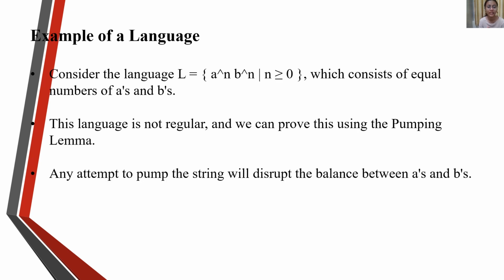Let us consider an example of a language. Consider the language L equals a to the power n, b to the power n, where n is greater than or equal to 0, which consists of equal numbers of a's and b's. This language is not regular and we can prove this using the pumping lemma. Any attempt to pump the string will disrupt the balance between a's and b's.